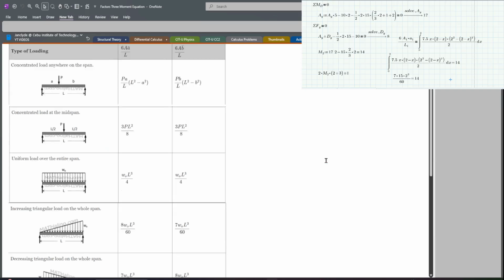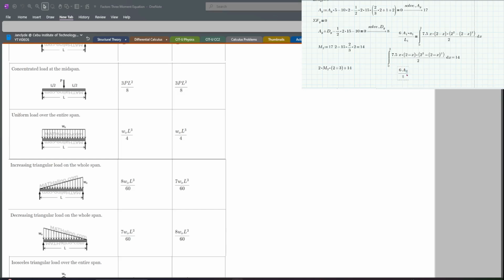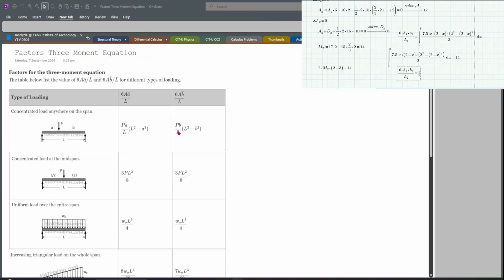But if you prefer to memorize, then you can still do it. Do what works for you. So remove ko na lang yan. Again, this is just for checking. So the first 3-moment equation factor is 14. Then the second one, 6A2 barred B2 over L2 can be obtained by using this formula.